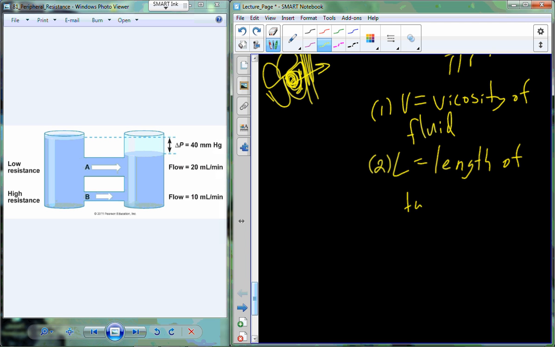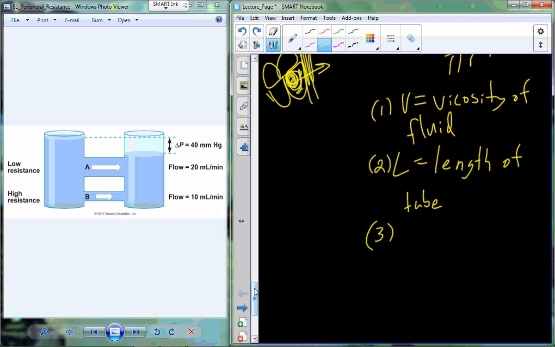Now, how much do you think tube length changes from, let's say, the aorta to the brachial artery? Wrong. No. The distance from here to here. How much has it changed on me in the last 2 seconds? Zero. So length of the tube is basically a constant. You're going to pick 2 points that you're going to measure the peripheral resistance across. And so length of tube really is not changing all that much.